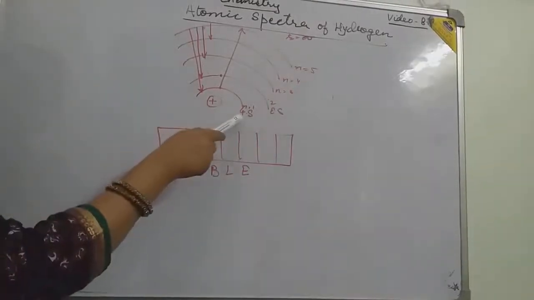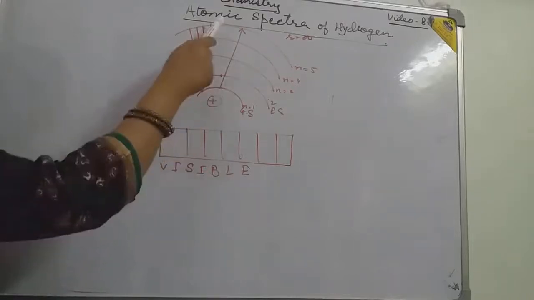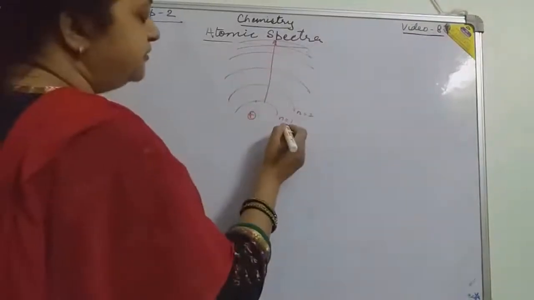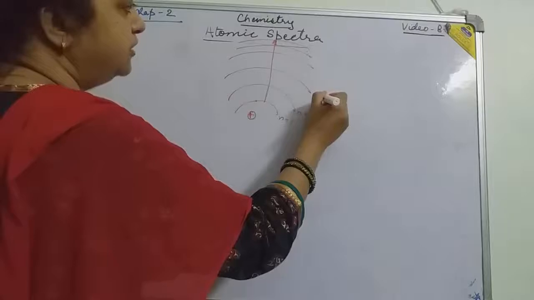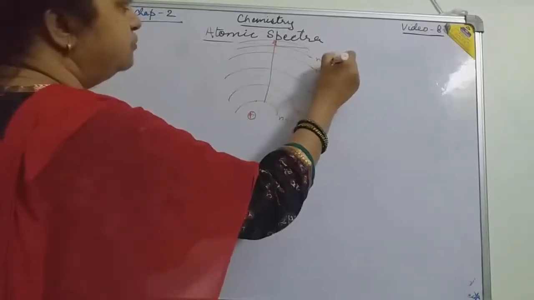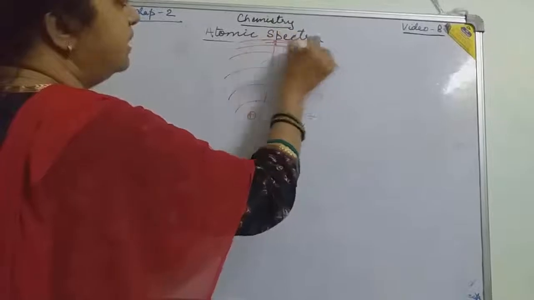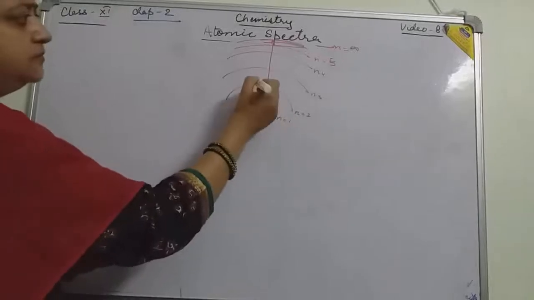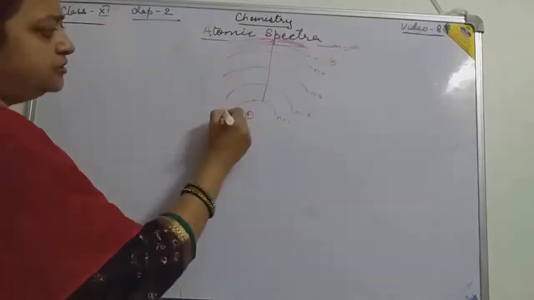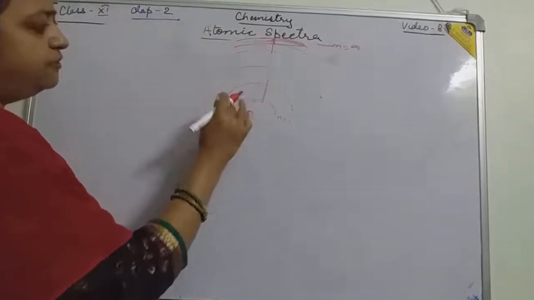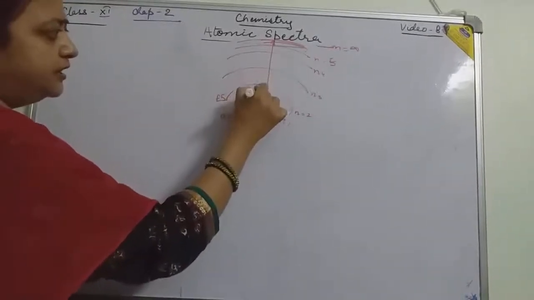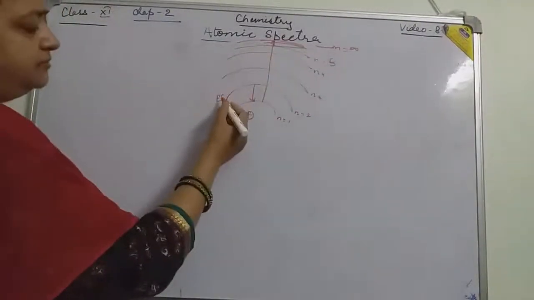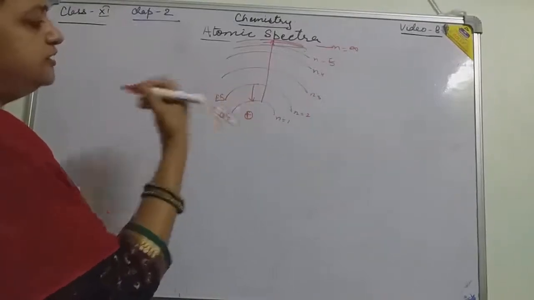If the atom is present at the ground state, it absorbs energy. For the hydrogen spectrum, n equal to 1, n equal to 2, n equal to 3, n equal to 4, n equal to 5, and so on up to n equal to infinity. If it jumps from the first excited state to the ground state, the energy radiated is the energy of the excited state minus the energy of the ground state.